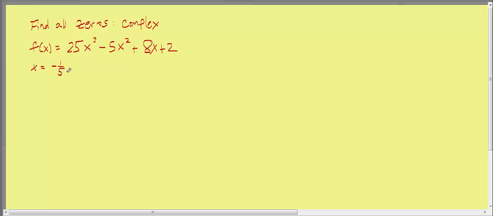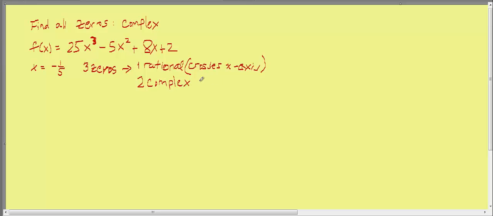Now, since it only crosses in one spot, and because this is to the 3, it's a cubic. Because of this degree, I know that I'm going to have 3 zeros, 3 answers. We're going to have the one rational that crosses the x-axis, and then we're going to have 2 complex numbers.